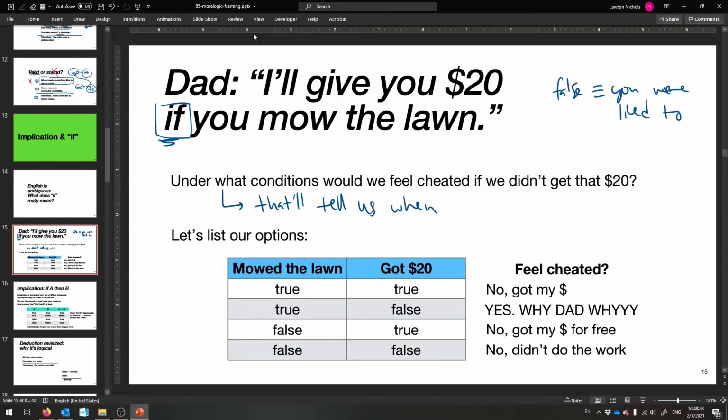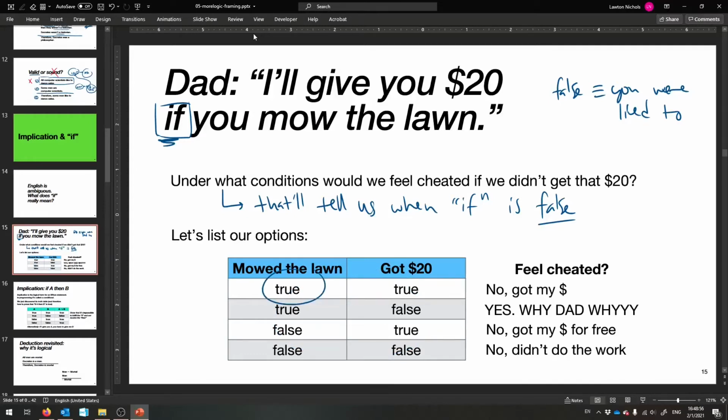Well, that'll tell us when if is false. Okay, so let's think about this. So here are all the options. So again, it's a truth table. We'll come up with the real symbol soon, but here are our options. So here are all the possibilities of us mowing the lawn and getting $20. So there's 4 options total, because these can each be true or false.